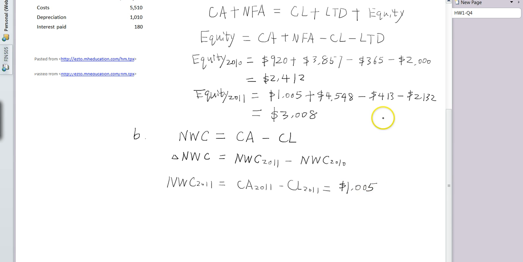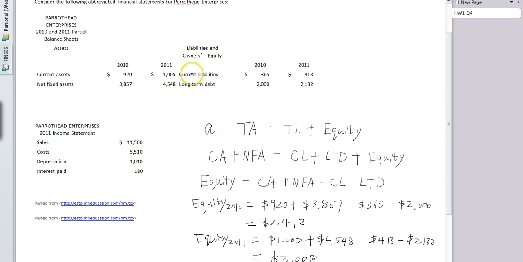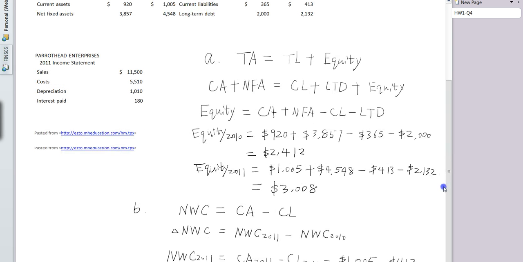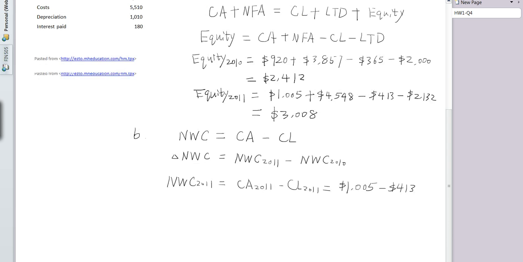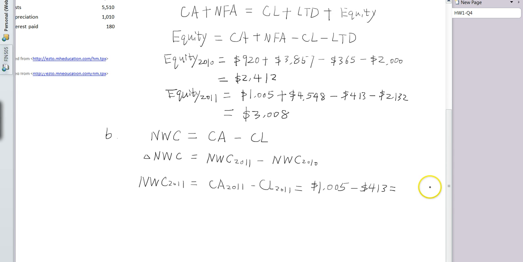That's current assets, and current liabilities, that's 413. If you go back to the balance sheet, you can see it's 1005 and 413. Okay, so now since the calculation is very simple, I don't even need a calculator, I can just do it in my head. So that's gonna be 592.